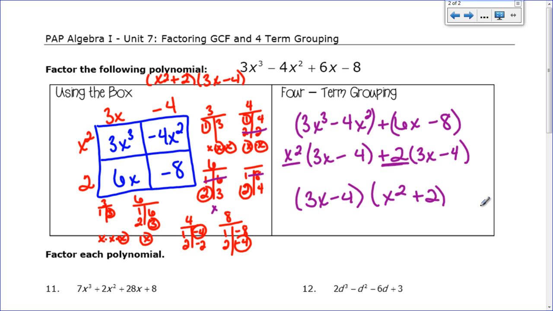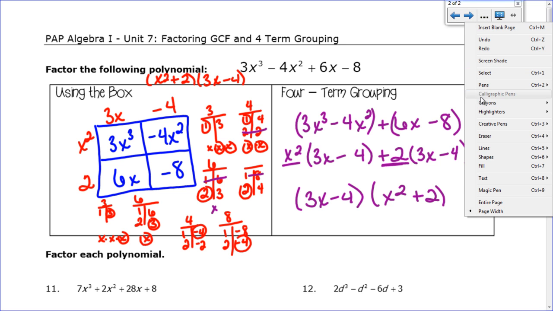So we're going to do 2 more examples. I'll do the box with one, 4-term grouping with another, so you can see both things happen. And then you can pick the method you like the best.